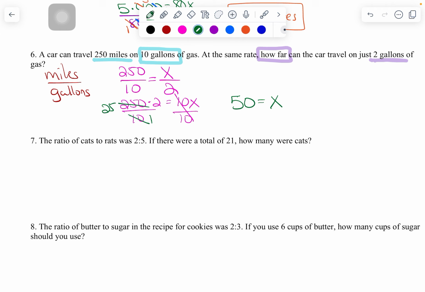All right, so how far, and I ran out of space, so I'll stick it underneath here. It's going to be 50 miles. All right, so if the car had 2 gallons of gas, it could travel 50 miles. All right, so that's number 6.